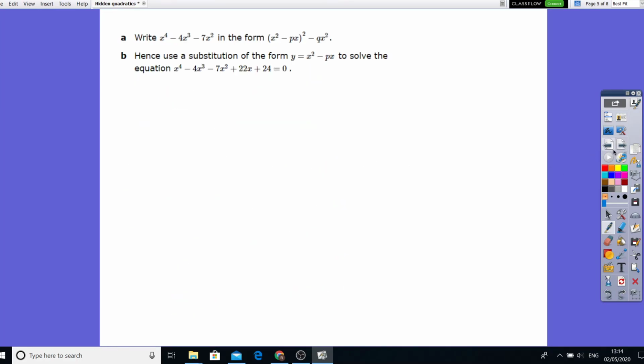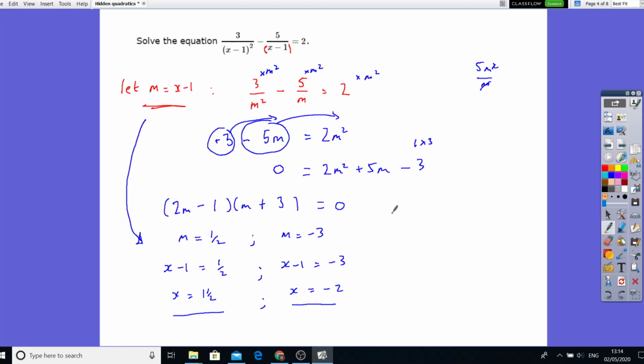Okay, so what we can do is at the moment we can leave the video here. We don't want to make it too big, and on the other slide I'll do a few more questions. You can click on the other slide if you want to see some more complex hidden quadratics.